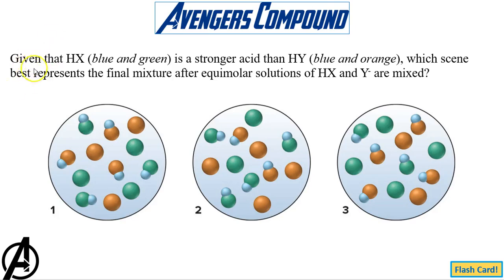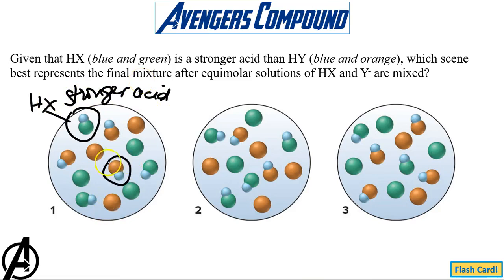Okay, this says that given that HX, which is blue and green, so let's go ahead and identify that really quick. This is going to be HX here. And they said that this is stronger. So they're already telling us this is a stronger acid, okay? And it's telling us it's a stronger acid than HY. And HY is blue and orange. So here's an HY. And this is a weaker acid.